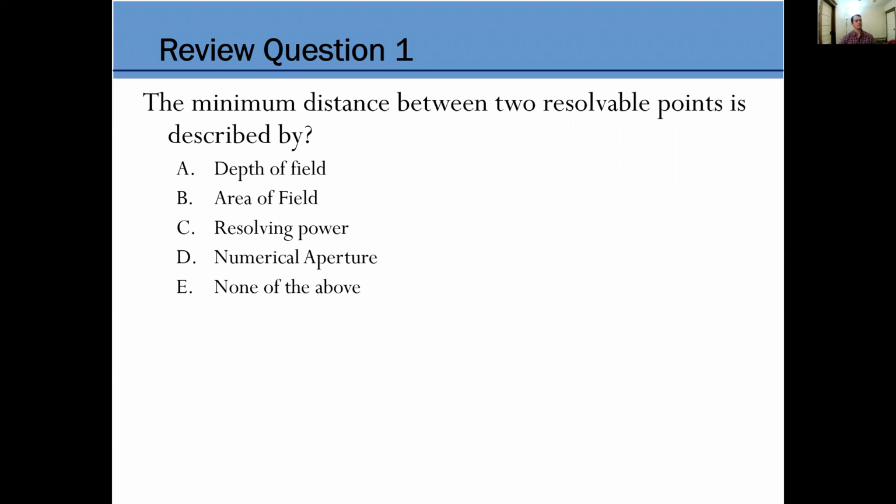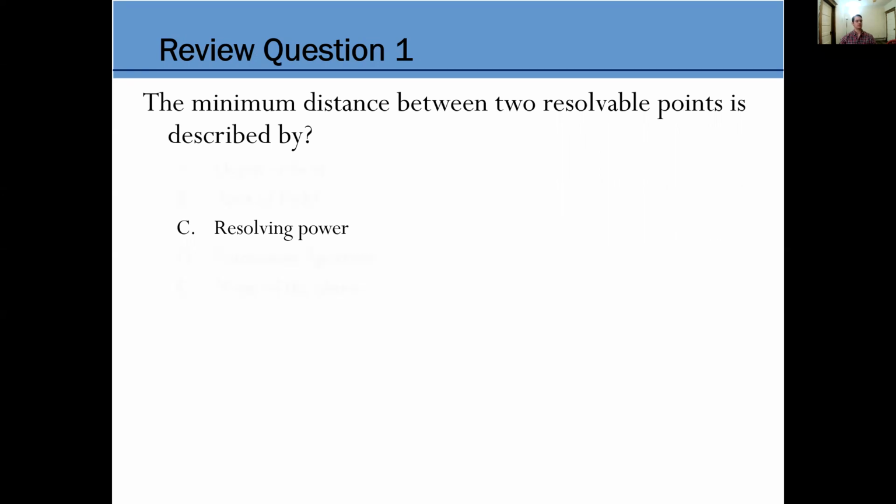The minimum distance between two resolvable points is described by: depth of field, area of field, resolving power, numerical aperture, or none of the above? I'm going to give you guys about 10 seconds or so. I did go on about this for a bit, so I'm pretty sure all of you will get this. I'll give you about 3 more seconds. And the answer here is, of course, resolving power.